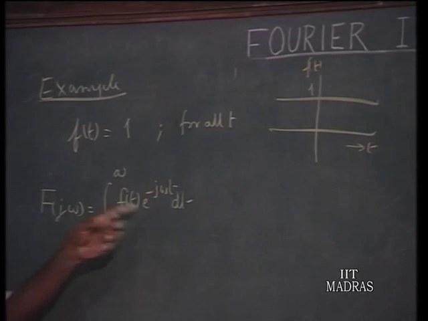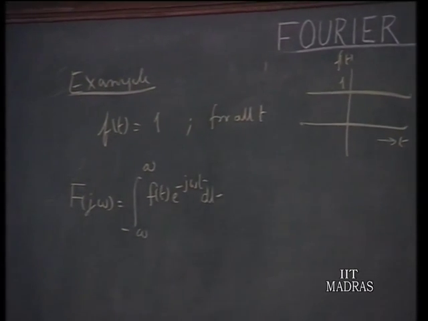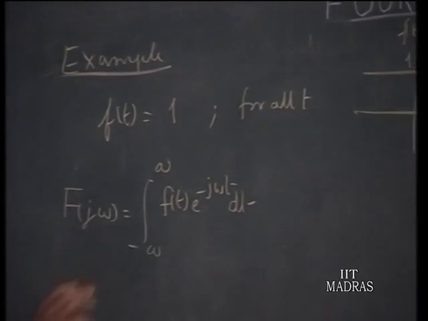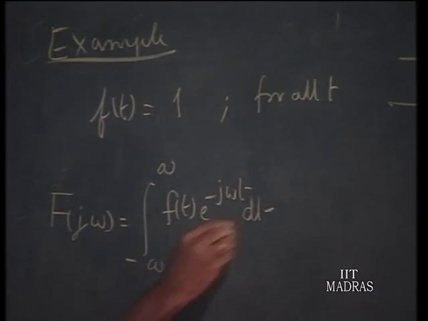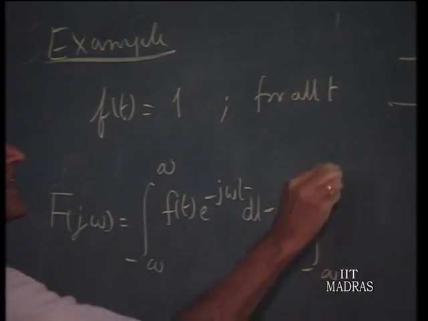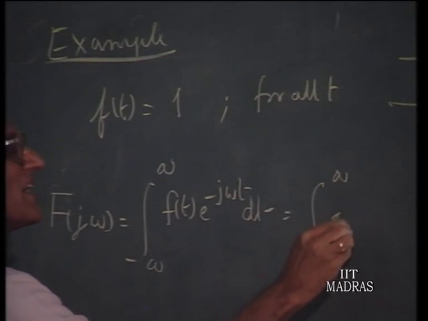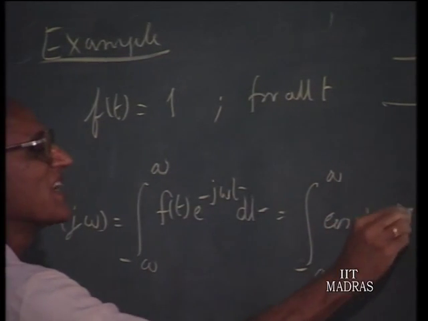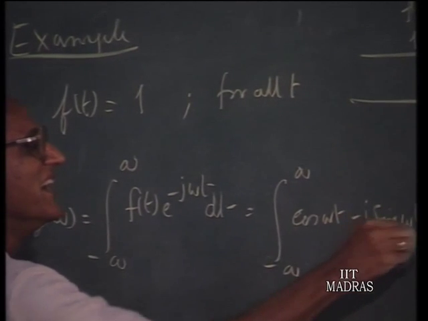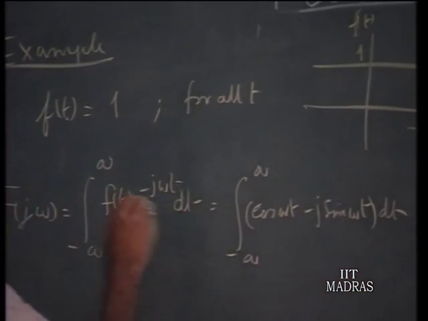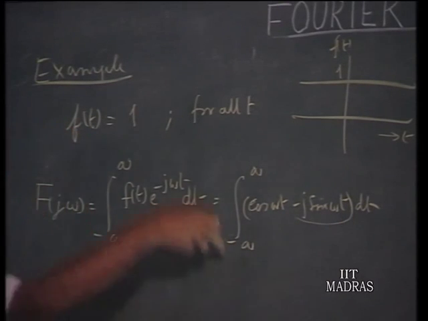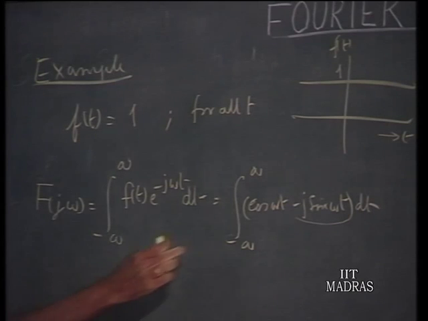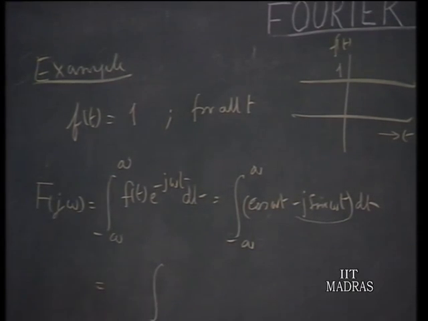Now e to the power of minus j omega t can be written as cos omega t minus j sin omega t, and once again we can make use of the symmetry relation. This is the integral from minus infinity of cos omega t minus j sin omega t dt, because f of t happens to be equal to 1. And the contribution of the sine term will be 0 because it is an odd function and we have symmetrical limits. Therefore, I can write this as only the integral involving cos omega t.